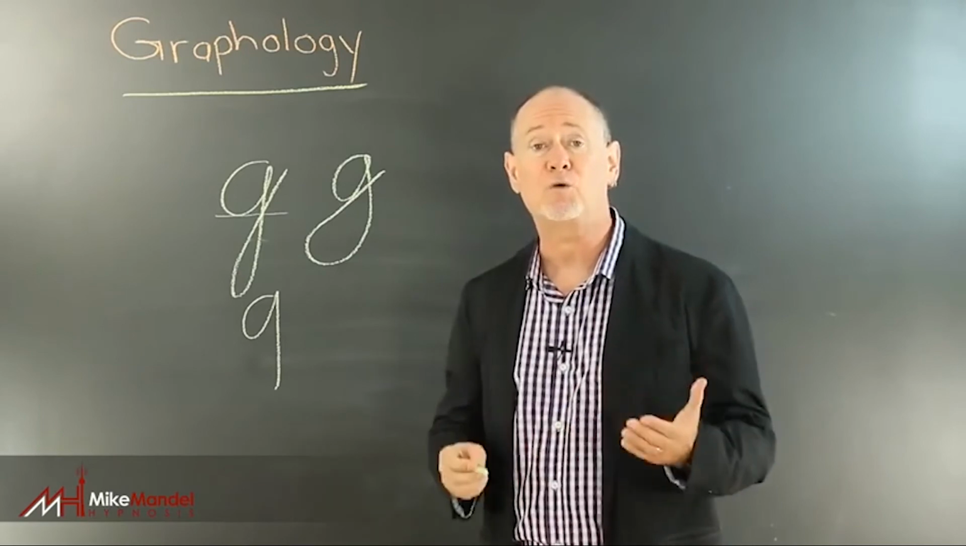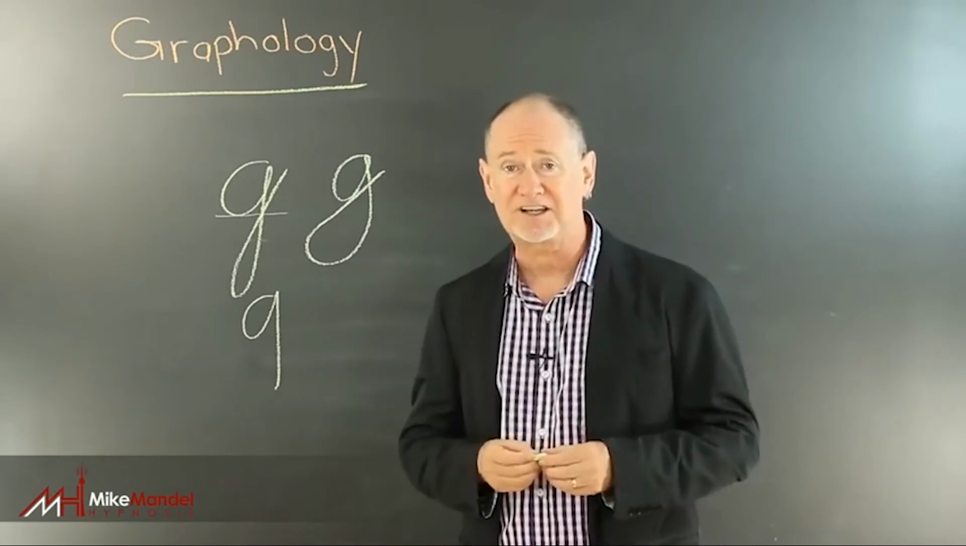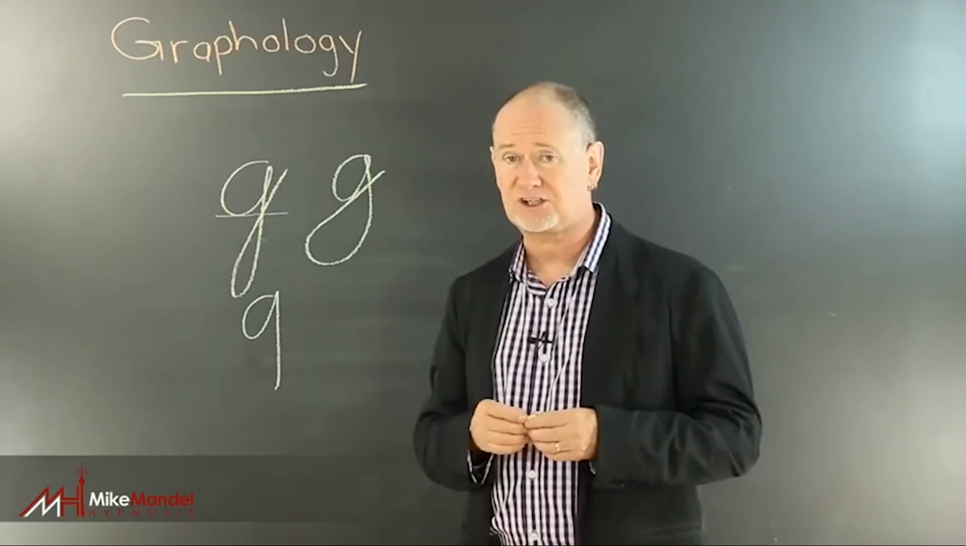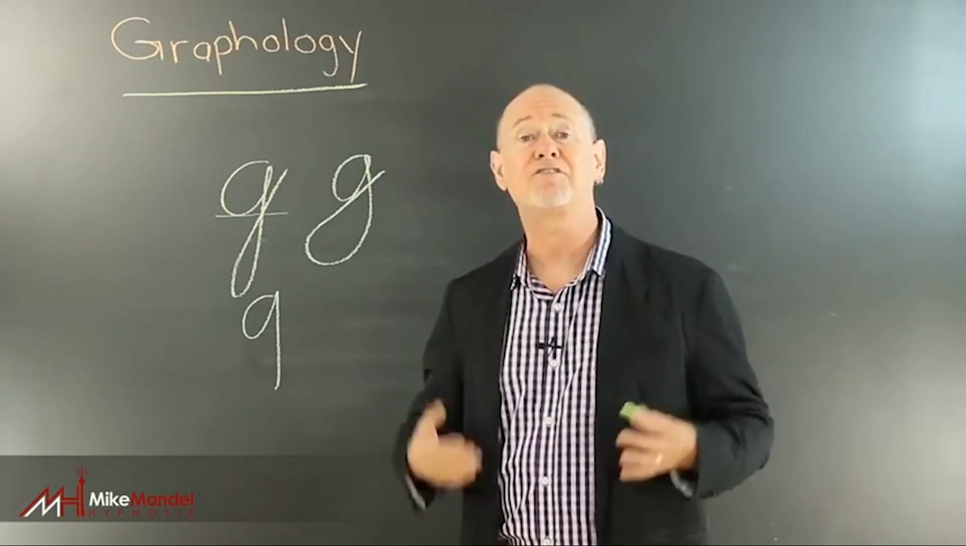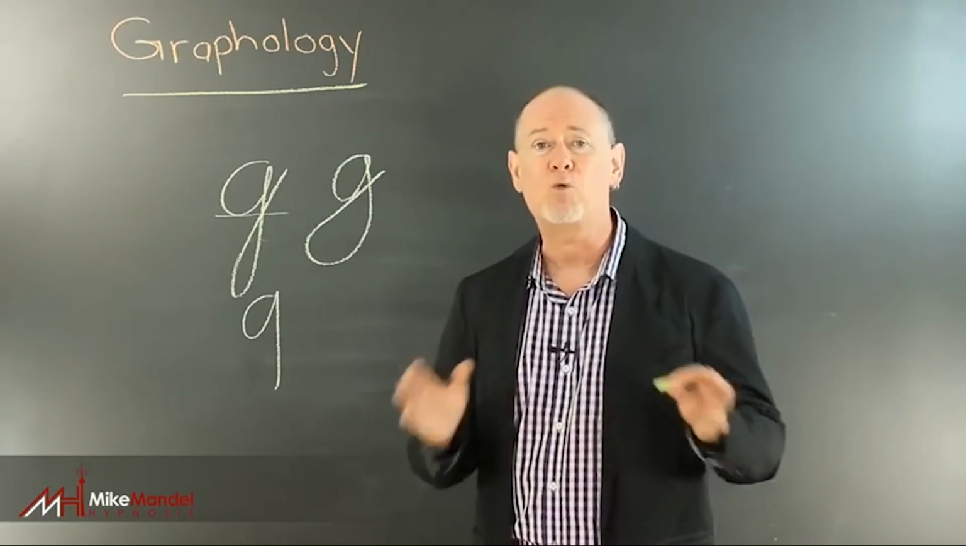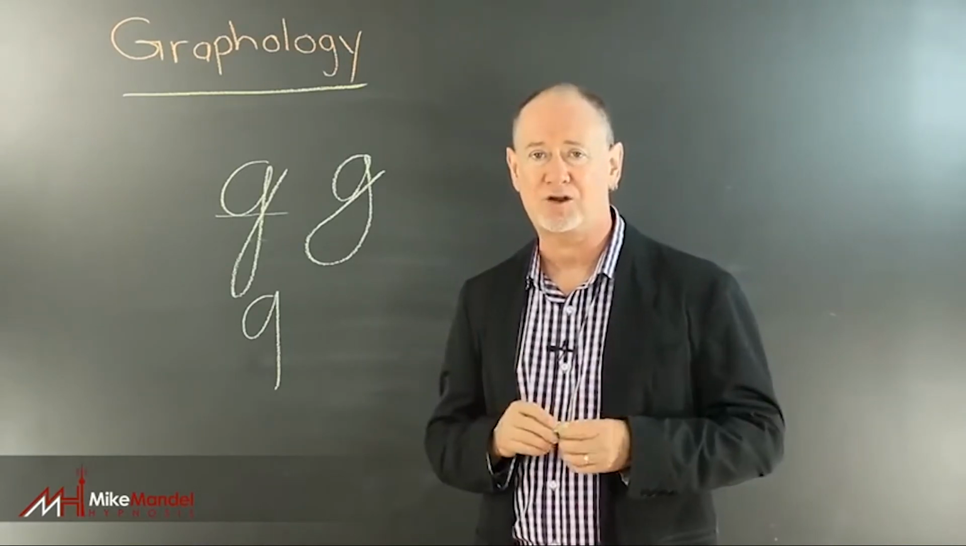Also, the size of the lower loop shows your sexual appetites. These big, huge lower loops mean a strong, healthy sexual appetite and a desire for things, money and stuff, and even food in some cases. But what if the loops go weird, like this?